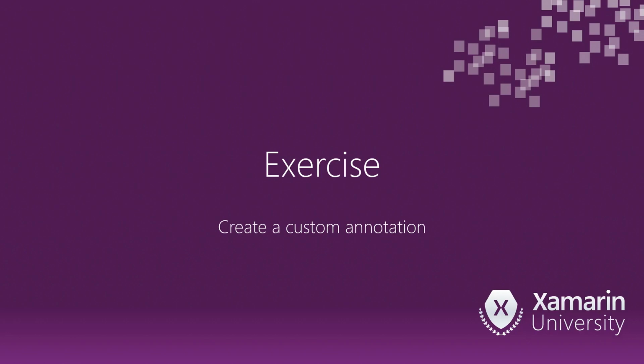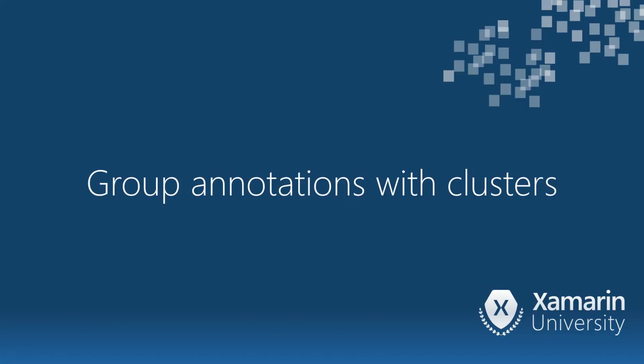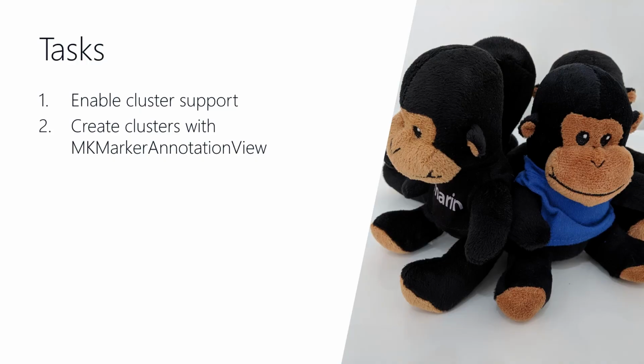In this section, we learned about the map delegate protocol, and we saw several techniques we can use to control the appearance of our annotations. We're now going to look at how we can make our map view more clear by grouping overlapping annotations into clusters. To do this, we're first going to look at a simple API to enable cluster support. Then we will use the MKMarkerAnnotationView because it has built-in support for clustering.